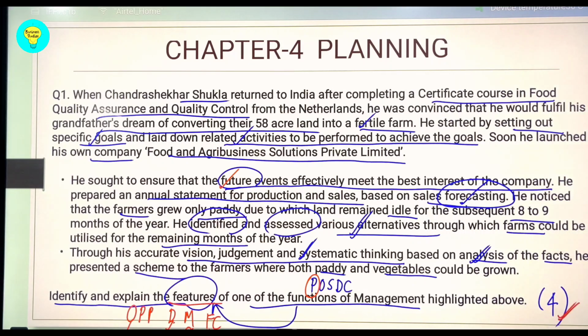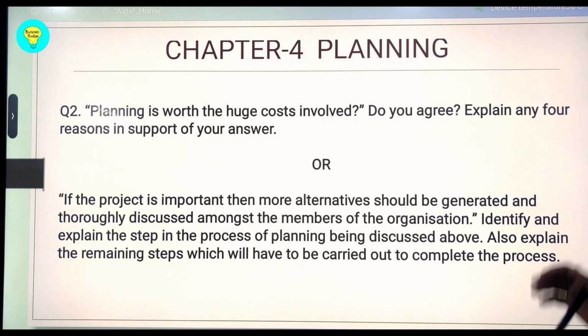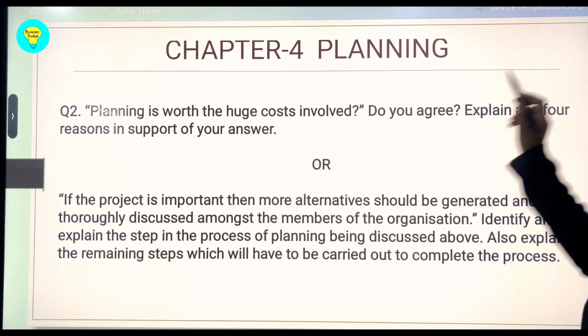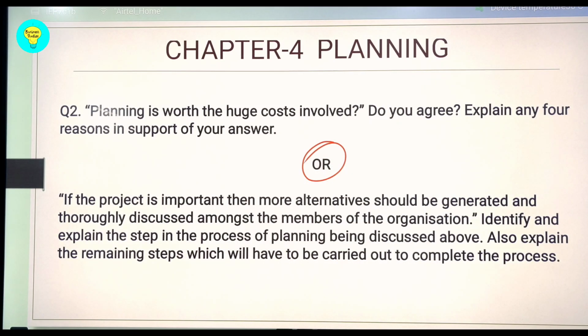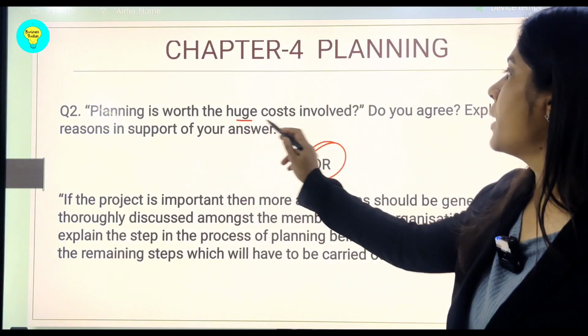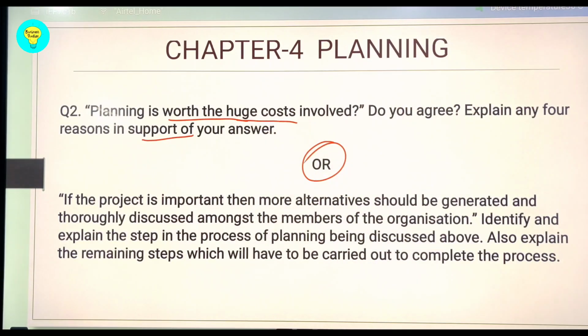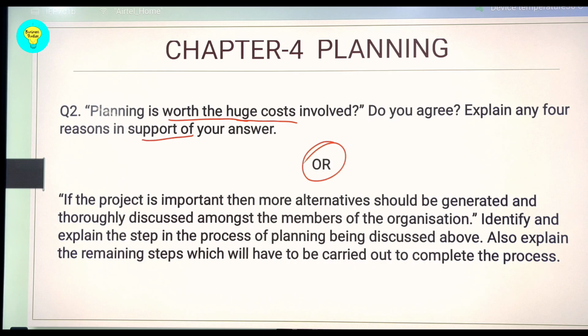So moving on to the next question now. This is more or less a direct question. As I told you, students, from this question you can expect this internal choice, because usually it comes in 3 markers and 4 markers. So here the first one is planning is worth the huge cost involved, and you have to answer in support. So worth the huge cost means directly the question is talking about importance of planning, that in spite of involving the huge costs, it is still feasible to conduct the plans. So we'll talk about this particular topic later in the video.